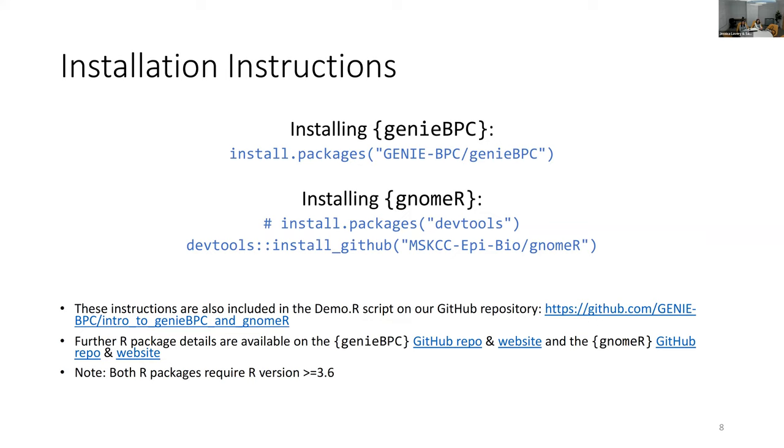Okay, so the next step for our demo is to work on installing the genieBPC and gnomeR R packages. The instructions to download these packages are shown here, and then also they are on our GitHub repository, which Jessica just put the link in the chat for, in the demo.R script. And further R package details are available on the package websites that are linked here. And just note that the R packages require an R version of greater than or equal to 3.6.